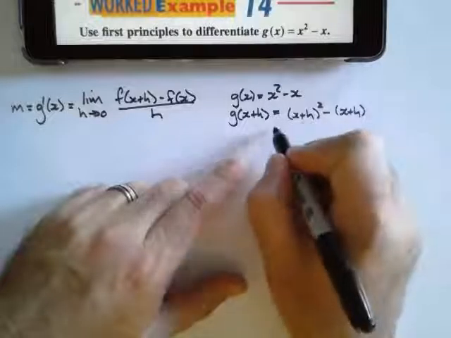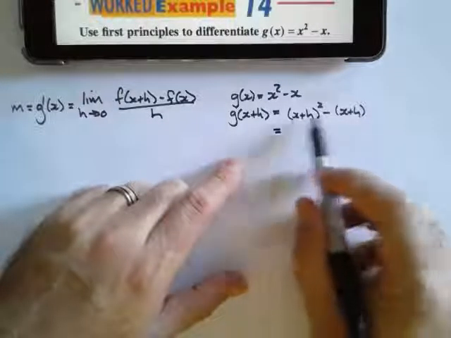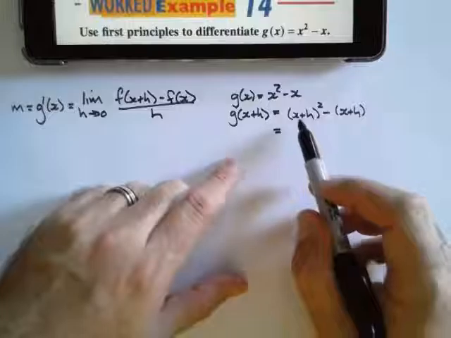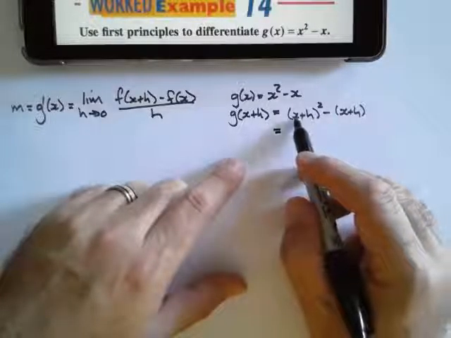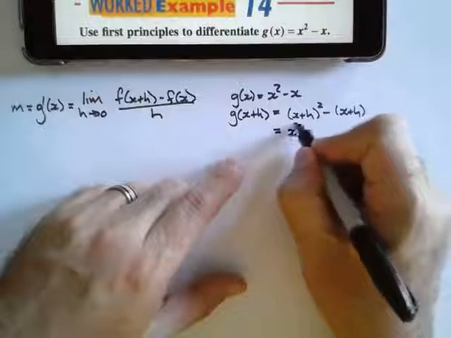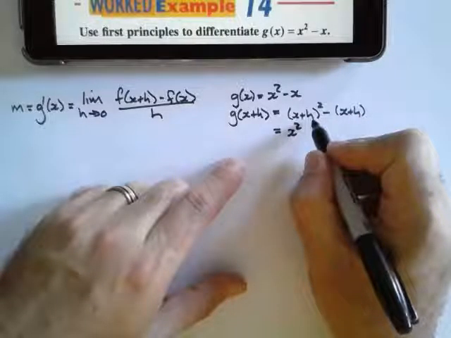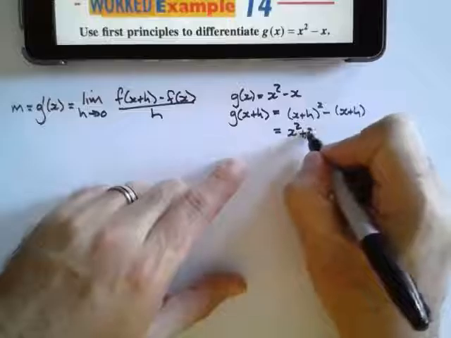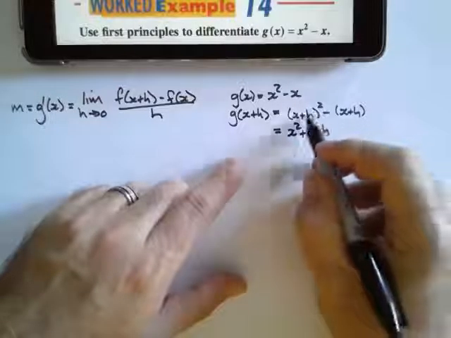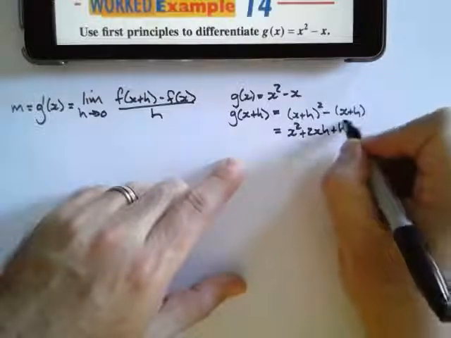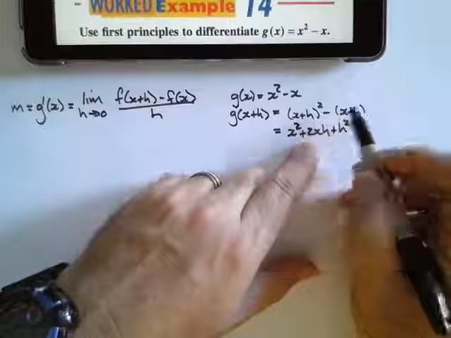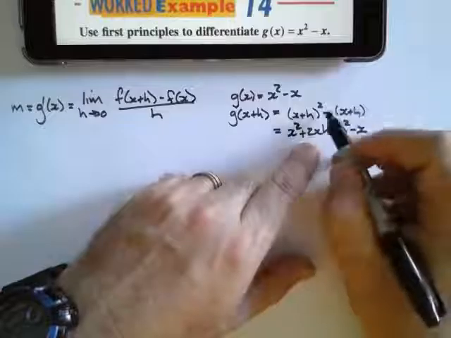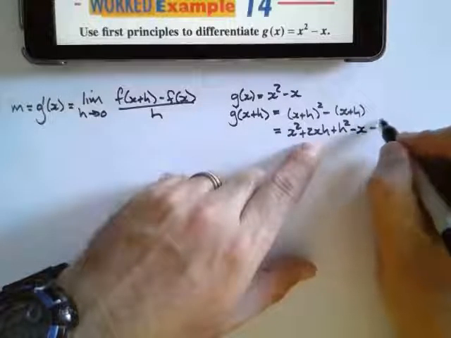So now I'm going to multiply out and simplify. x plus h times x plus h: x times x equals x squared. x times h is xh twice, so it's plus 2xh. h times h is plus h squared. This negative needs to go into both of them, so minus times x is negative x, and negative times h is negative h.